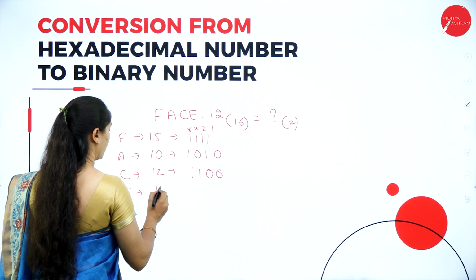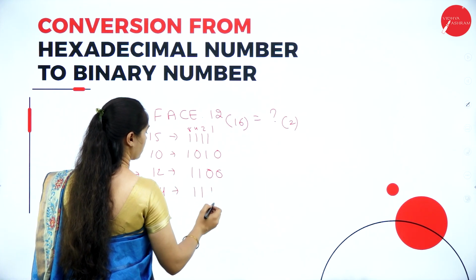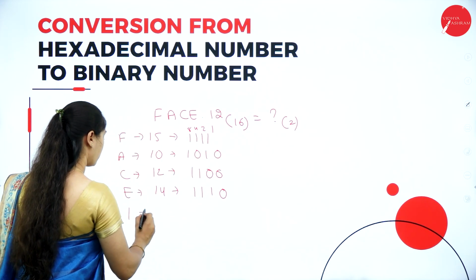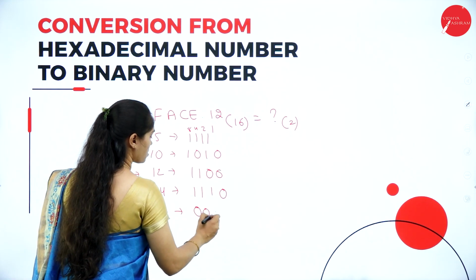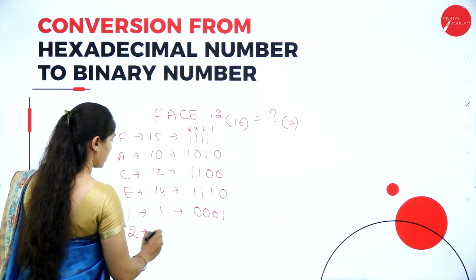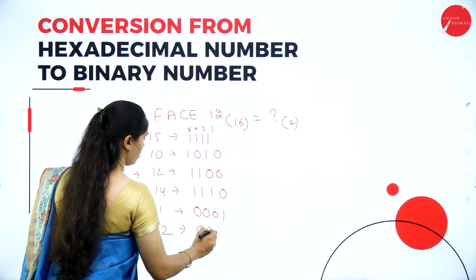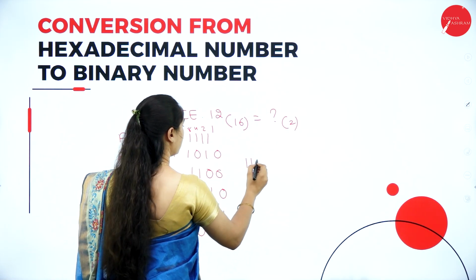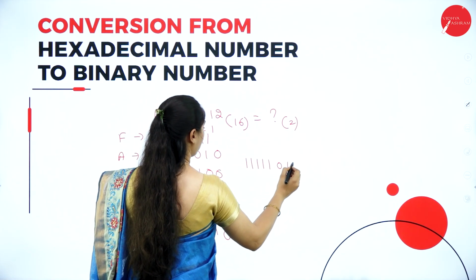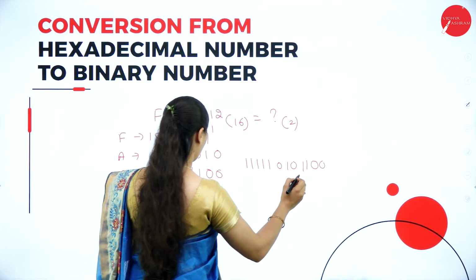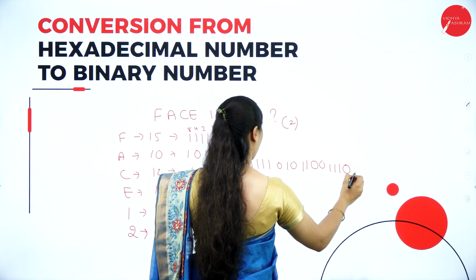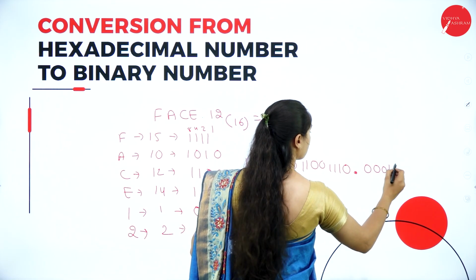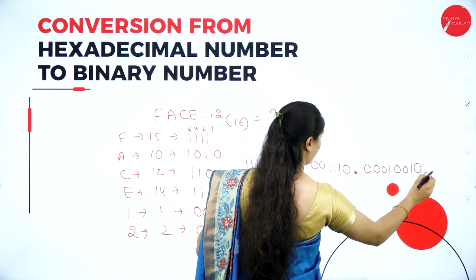E is 14. If it is 14, then 1110. 8 plus 4 is 12, 12 plus 2 is 14. Then 1. What is the equivalent of 1 here? That is 0001. For this 2, it is equivalent to 0010. Okay. Then now I have to write all these together. Start with F, that is 1111, 1010, then 1100, then 1110. I have to put the binary point, then 0001, then 0010, which is of base 2.